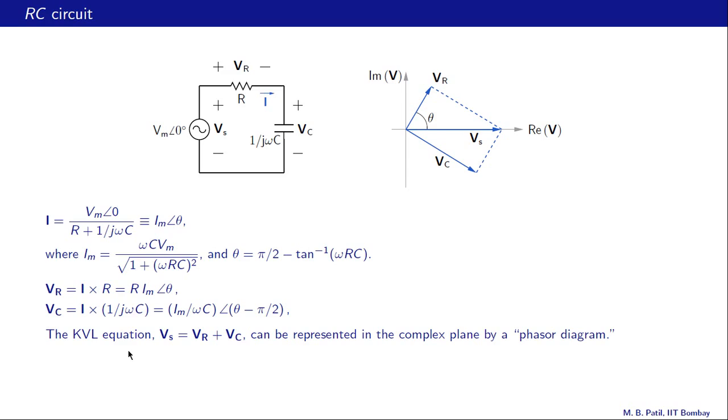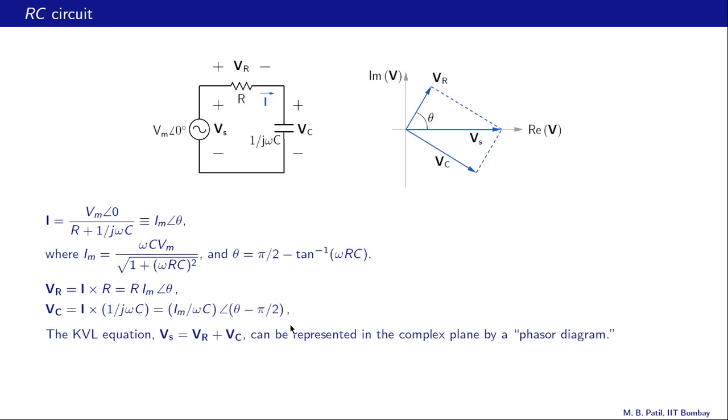Let us draw a phasor diagram to represent the KVL equation in this case, that is Vs equal to Vr plus Vc. What is Vr? I times R, where I is Im angle theta. So therefore Vr is R times Im angle theta. What about Vc? Vc is I times the impedance of the capacitor, which is 1 over j omega C. Now 1 over j is the same as minus j, that is an angle of minus pi by 2, and therefore we get Vc equal to Im by omega C, that is the magnitude, and for the angle we get theta, which comes from I, and then we have this minus pi by 2 coming from this 1 over j.